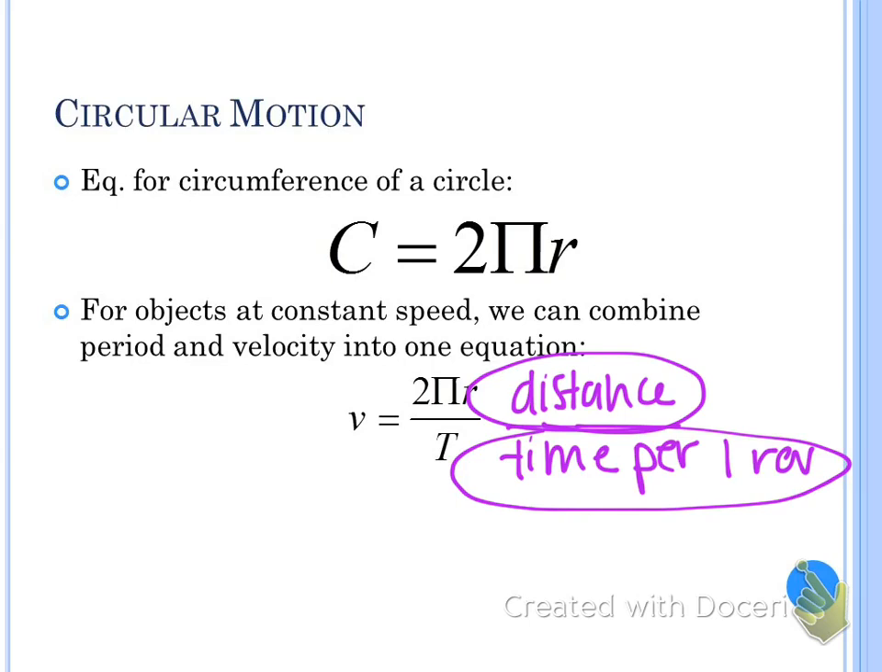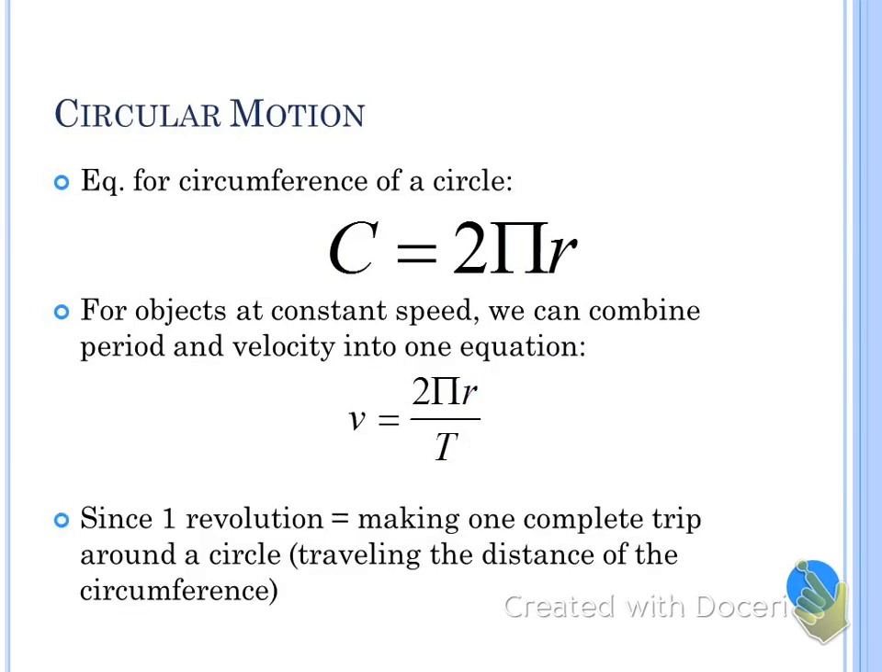Good? All right. What do our units need to be for radius here? Meters. And what should the units for period be? Seconds, right? Period is a big T, so think of it as another way of saying time. One revolution is one complete trip around the circle, traveling the circumference. That's what we just talked about, so we're good there.